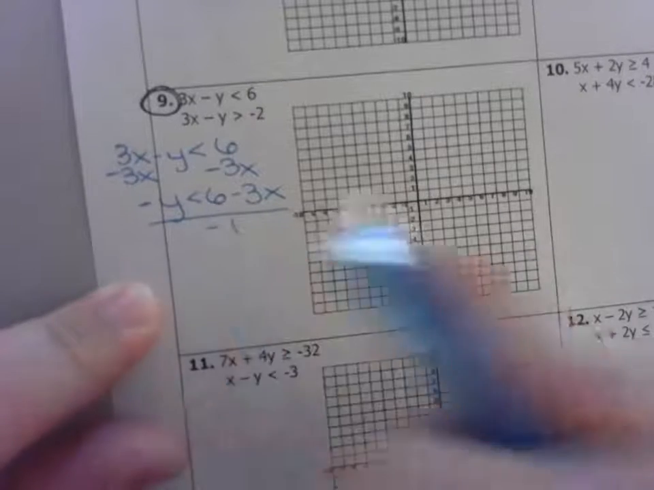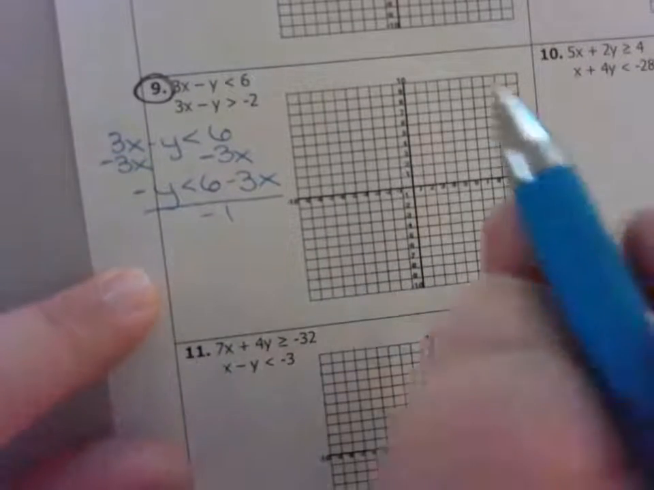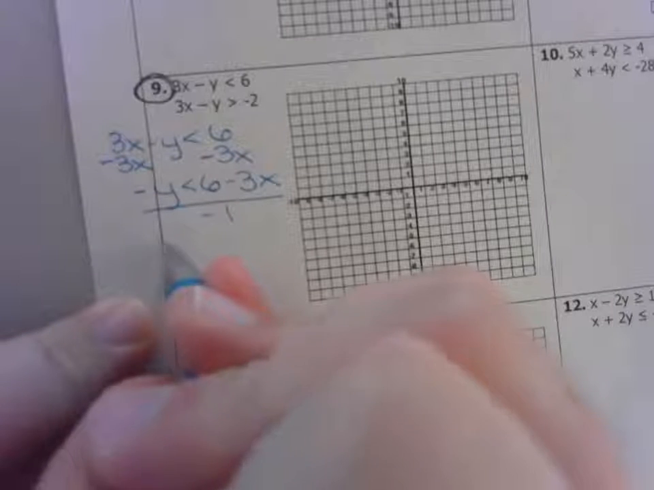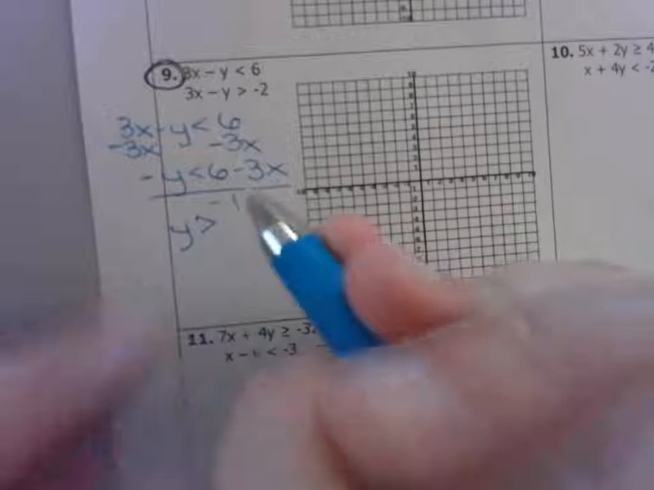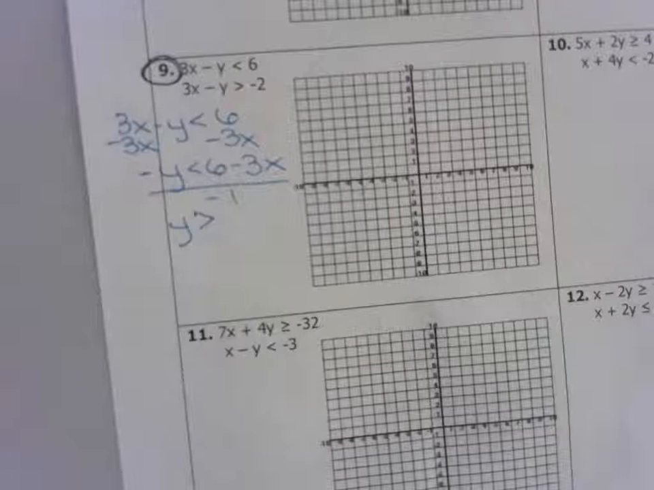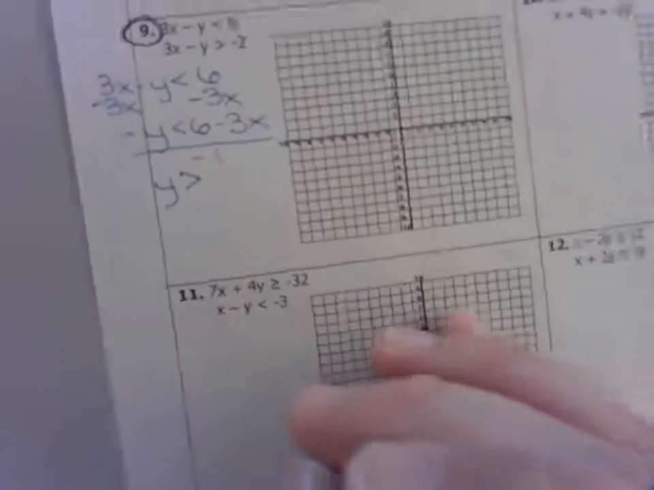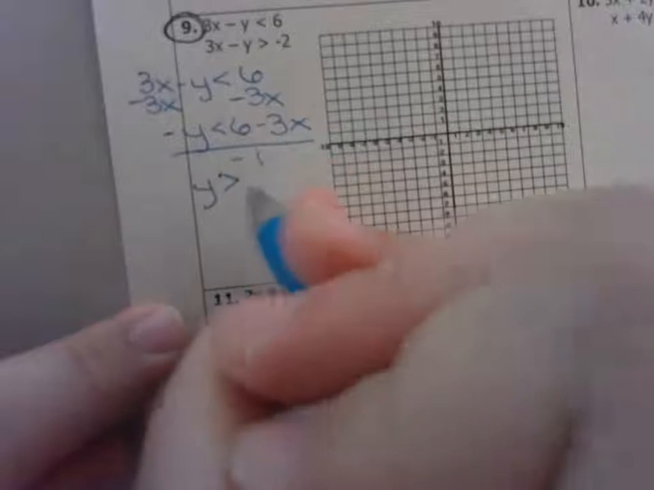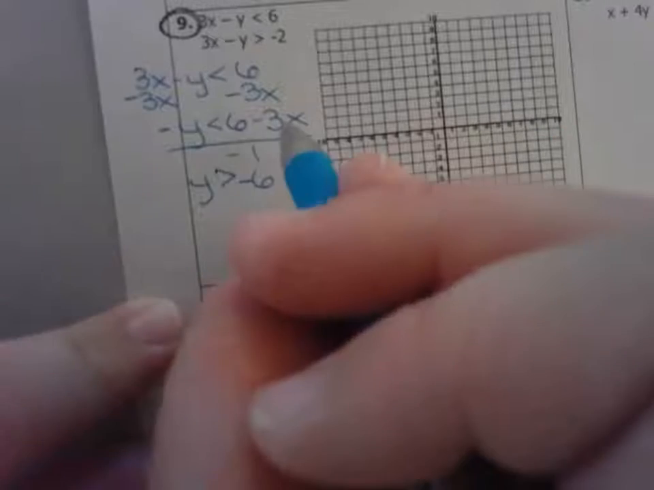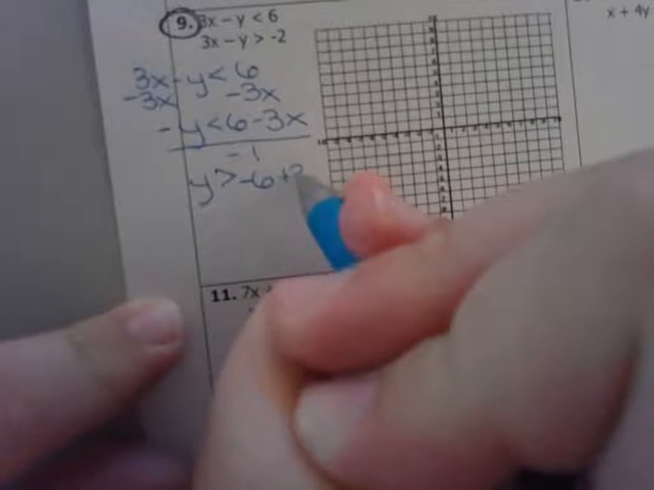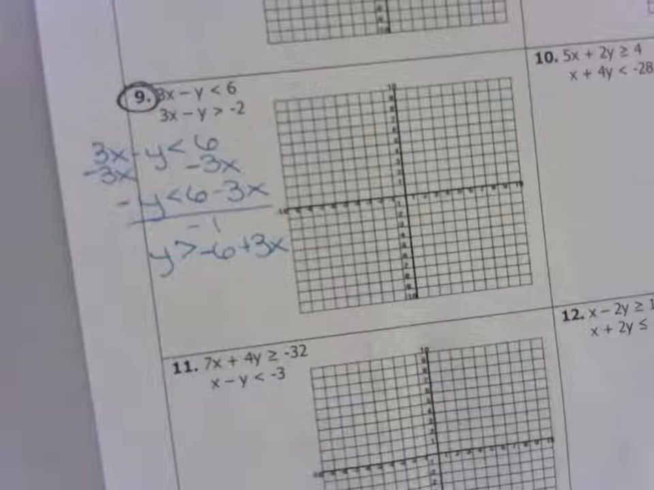Divide by negative 1. Good. My inequality will look like y is greater than. Good. You divided by the negative 1, so it switches the direction. Y is greater than. And then start dividing. 6 divided by negative 1, negative 6. Negative 3x divided by negative 1, positive 3x. Good. So again, exactly like Friday, same exact process, except you are doing it twice.